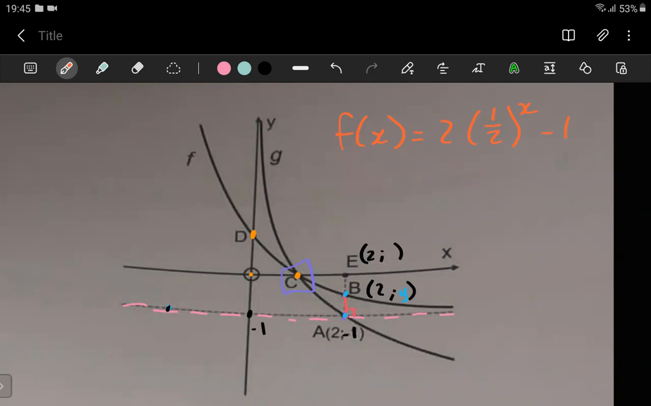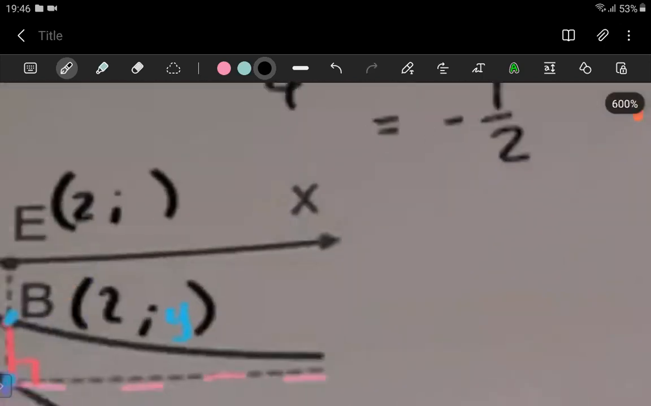So what are we going to do in the equation of f of x? We are going to sub in B's x value. So we're subbing in an x value of 2. So this is a half squared, that's a quarter, right? This is like a half minus 1, which is minus a half. Which makes sense because this is a point that is under the x-axis.